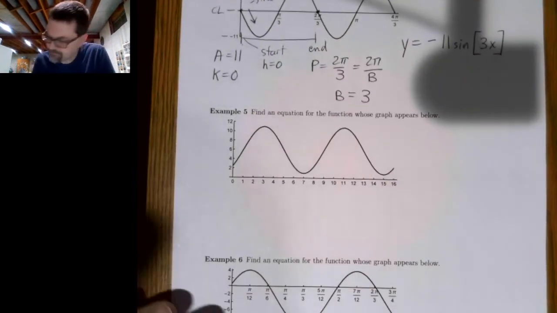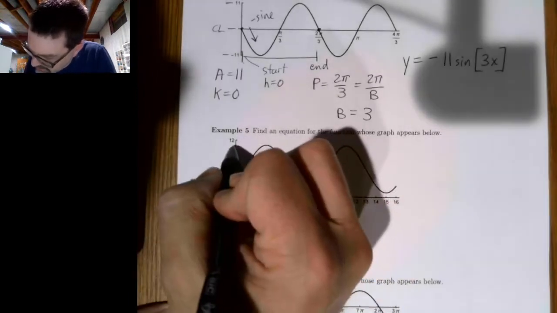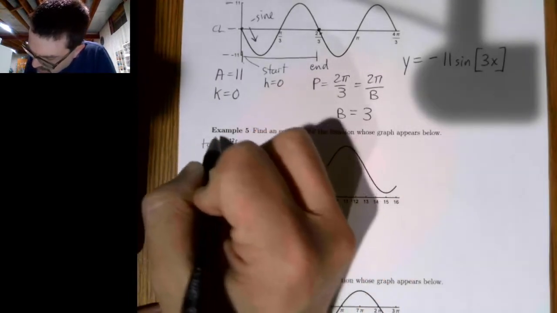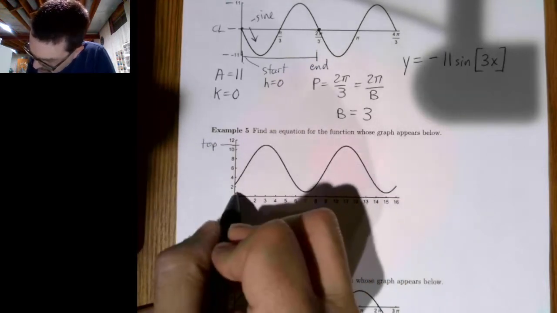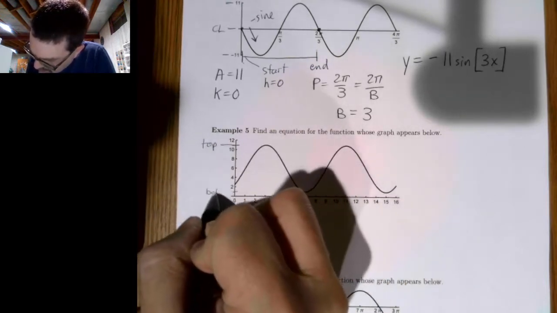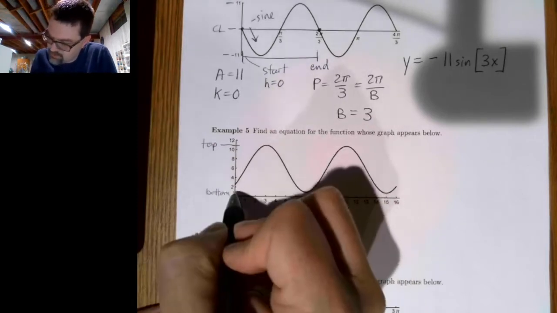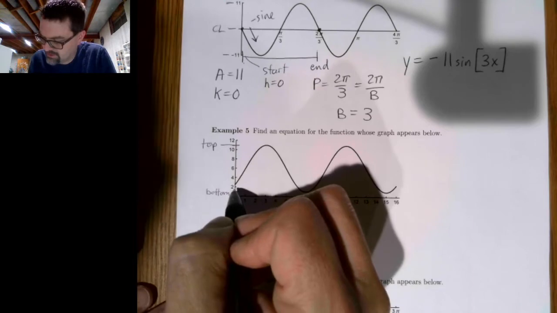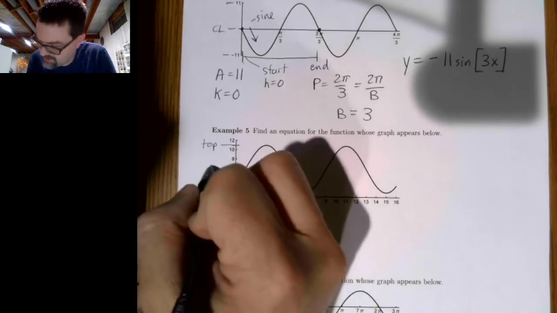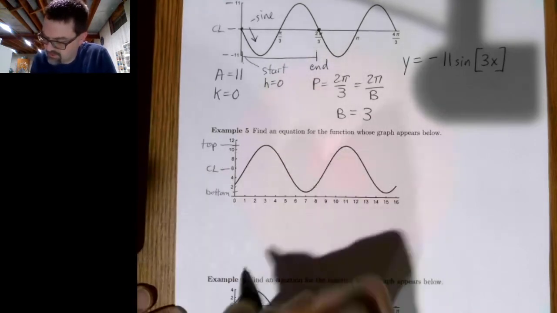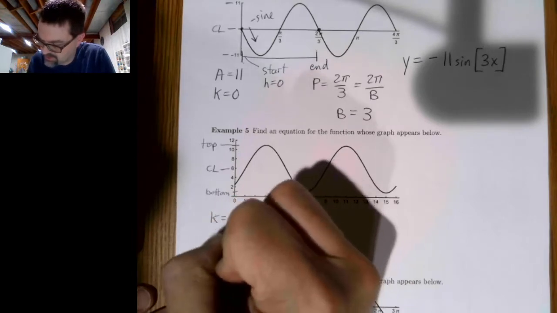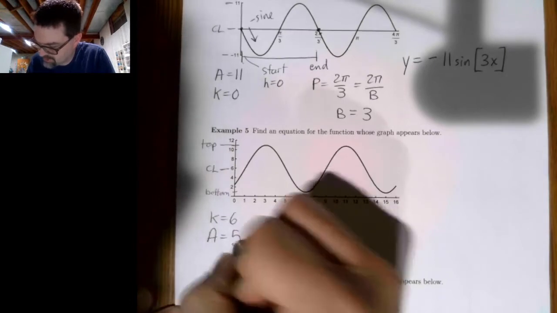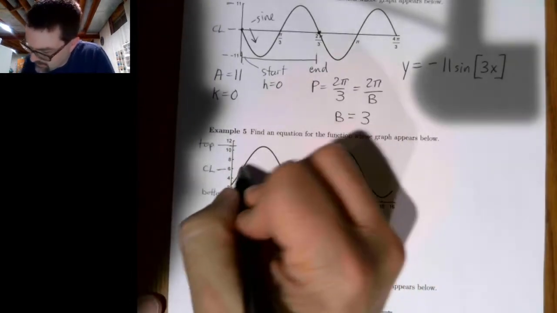All right. Looking carefully, I think we get the top at 11, and the bottom actually at 1. So 1 to 11 is 10 units. So half of that is 5, and that makes halfway in between 1 and 11, 6 is our center line. So k equals 6. Amplitude from 1 to 6, from 6 to 11. Amplitude of 5. Alright.